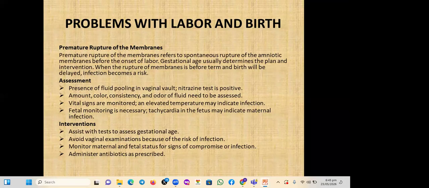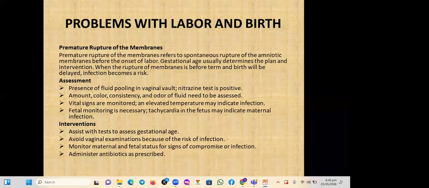So a positive nitrazine test, that is when you do it and the color changes to blue, it means that it is actually amniotic fluid that is there. Then what you also have to assess for is the amount, the color, and the consistency, as well as odor.